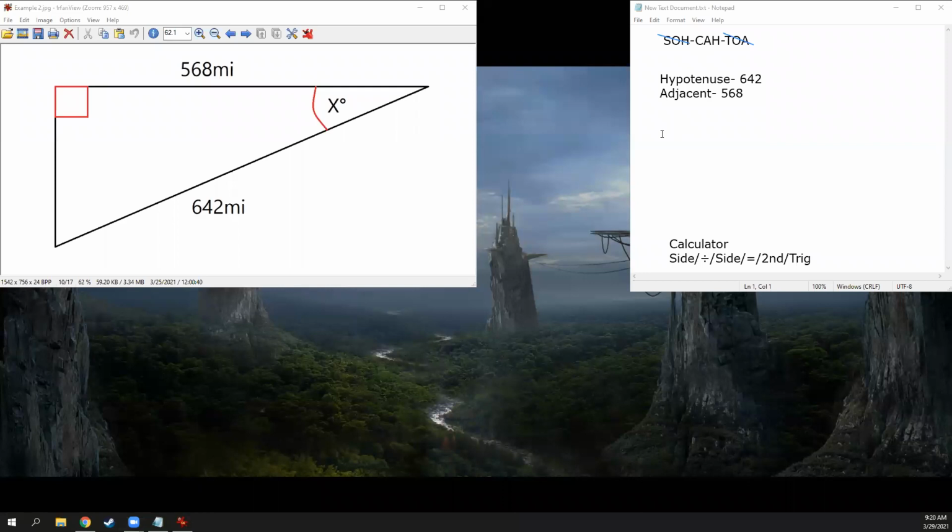We know cosine of the angle, so cosine of x equals AH. All right, A is adjacent, H is hypotenuse. A is on top. Adjacent over hypotenuse. So 568 over 642. And now we need to do the opposite. We need to get x by itself. We need to do the opposite of cosine, which you now know is the inverse, right?